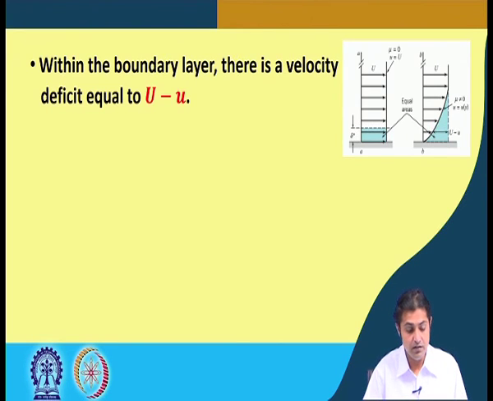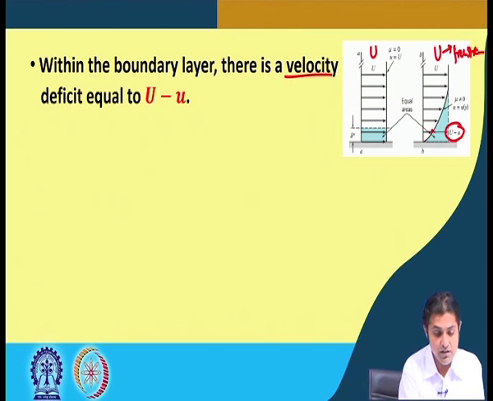So, within the boundary layer there is a velocity deficit. Okay. So, this is the boundary layer. Capital U is the uniform velocity profile. Here also the free stream velocity is the same, but say at this distance, if the velocity is small u, right, then the deficit of the velocity that is happening is capital U minus small u. Small u here is the velocity at a point in the boundary layer. So, this is the velocity deficit.